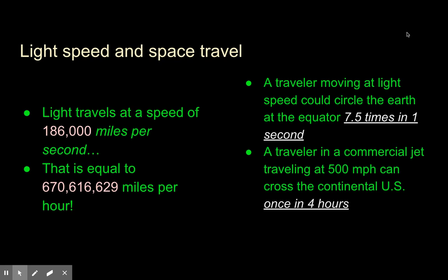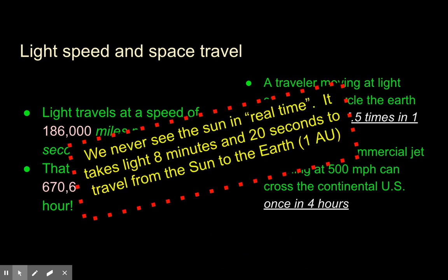So our technology is really nowhere close to getting to these speeds. As a matter of fact, if you think about how fast light travels, when we see an image of the sun, we're never looking at the sun in real time. It actually takes light 8 minutes and 20 seconds to travel from the sun to the earth. What's that mean? In theory, if the sun burned out completely, we here on earth would not know. We would not get the last beam of light until 8 minutes, 20 seconds after that.